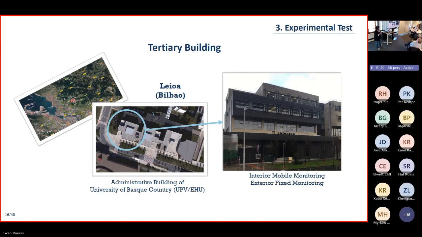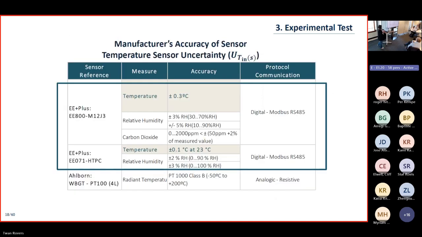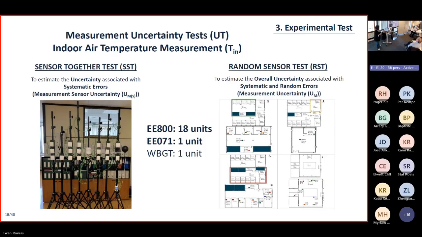So this test was carried out in a tertiary building in Bilbao. It's a retrofitted building. We have 4 offices. We also have 2 kinds of sensors. The 800 is for indoor air temperature, and the 71 is for the outdoor air temperature.